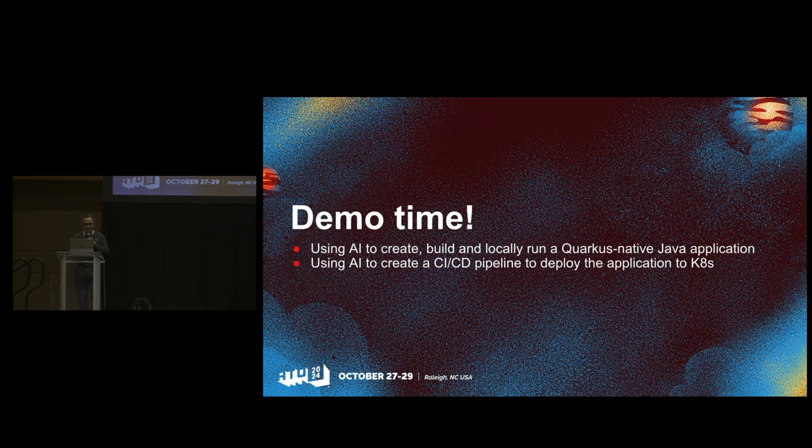All right, demo time. So what we're going to do here is we're going to use AI to create, build, and locally run a Quarkus native Java application. Does anybody know what Quarkus is? Raise your hand. Okay, good. Okay, a few. All right, so you guys know what Java is, right?